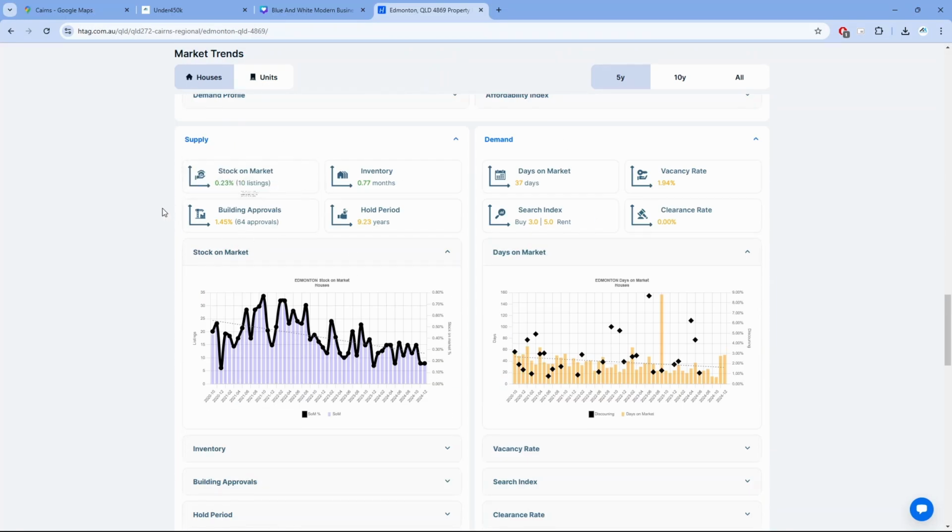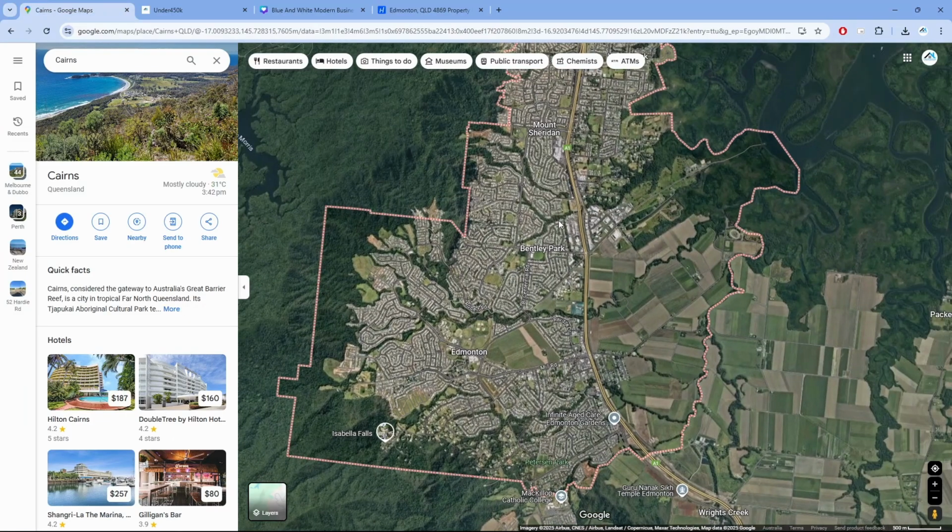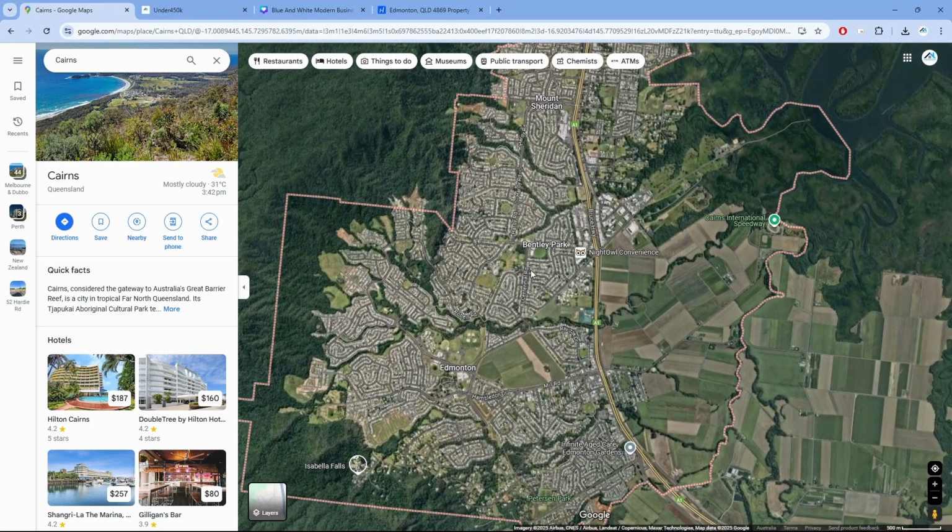When we scroll down to the building approvals, you can see that there are 64 new homes that have been approved. Now, generally speaking, it takes about 12 to 18 months for a property to go from a building approval to an actual home constructed. So in the next 12 to 18 months, we could possibly see 64 new homes in this area. That isn't a very high amount, but that is how you can do deeper due diligence regarding the building approvals.